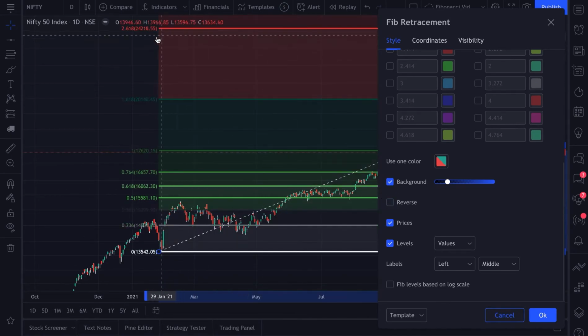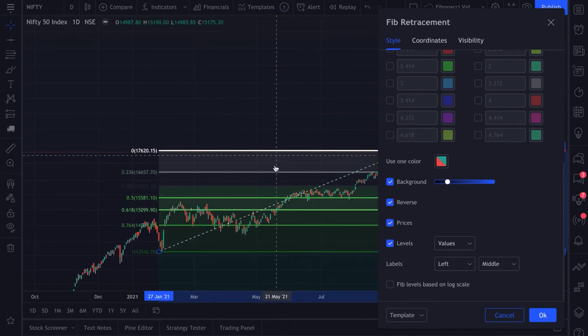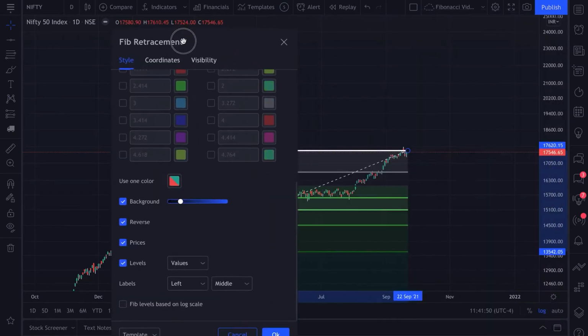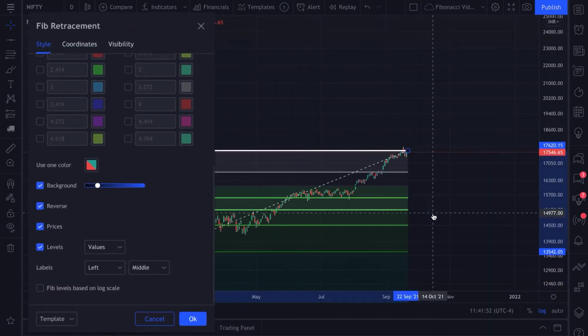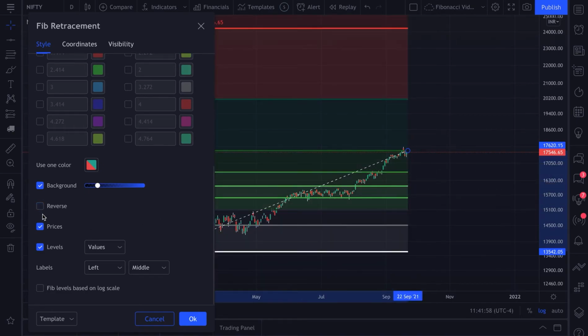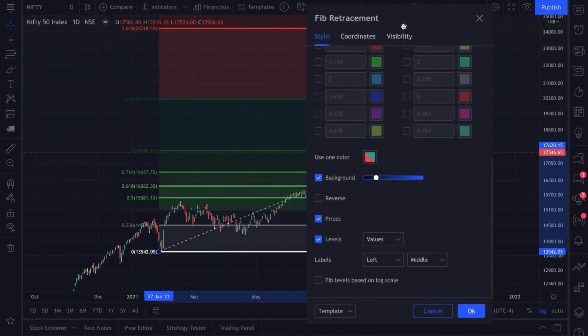All it's doing is flipping the levels, rather than going upward like this. Now it's flipped and going downward. So maybe you were looking for a dip to buy, or these are the lower levels that you want to watch. You get the idea. Prices here. So if you uncheck this, you'll see it's just showing the ratios. But if you check prices, it's now showing the price level with the ratio.